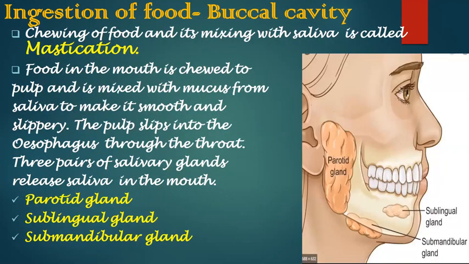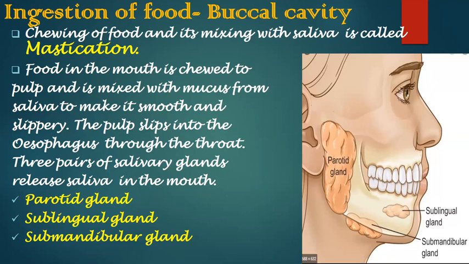Chewing of food and its mixing with saliva is called mastication. Food in the mouth is chewed to pulp or bolus and is mixed with mucus from saliva to make it smooth and slippery. The pulp or the bolus slips into the esophagus through the throat.